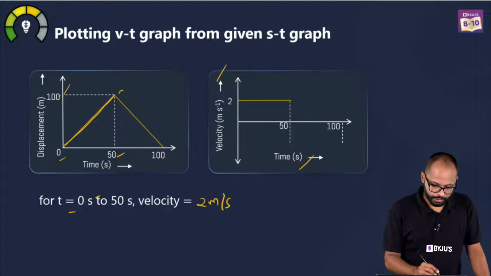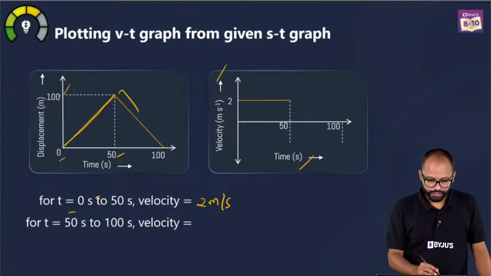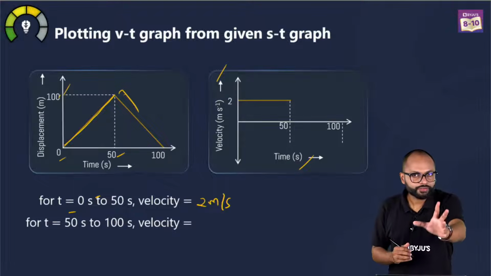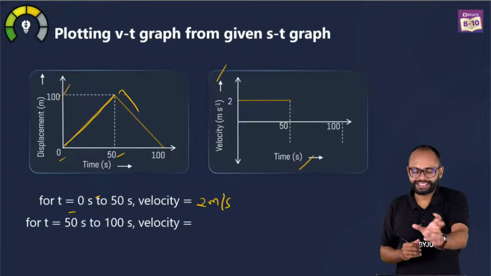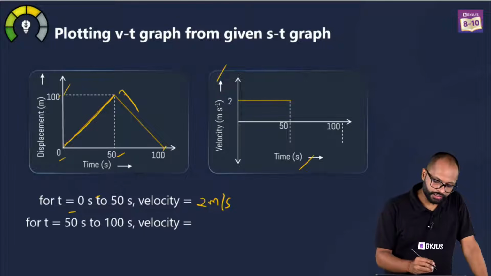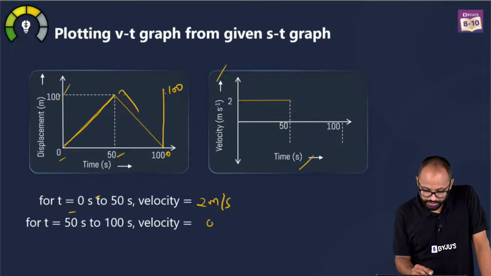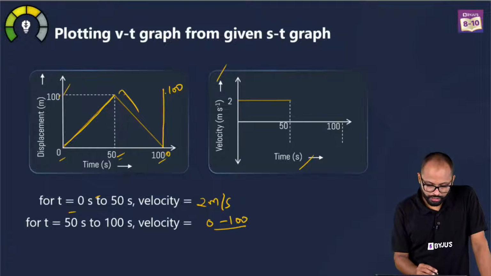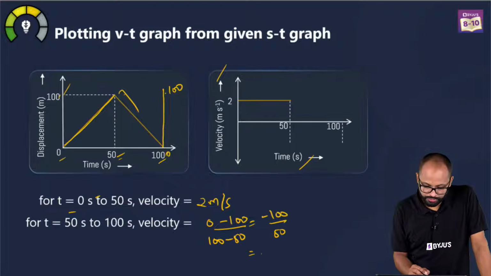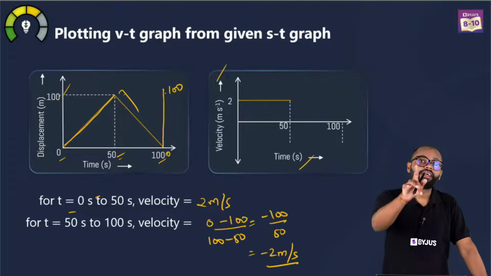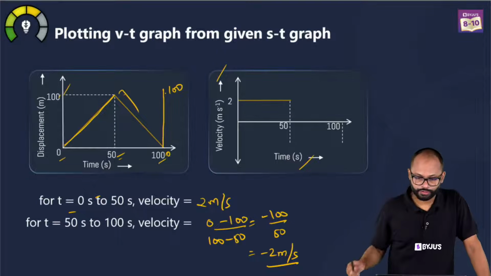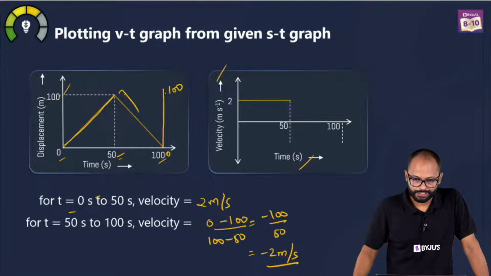What will happen? What is the slope? 50 to 100. Again, same formula. What is the formula? Change in displacement upon change in time. Displacement changes how much? Final is 0. Initial is 100. Means 0 minus 100 upon 100 minus 50. This is minus 100 upon 50. So this is minus 2 meter per second. Minus 2. Right? You were right over there, Vidushi. Yes. Nice, Subhas. Very good.